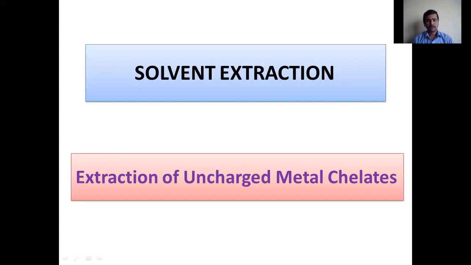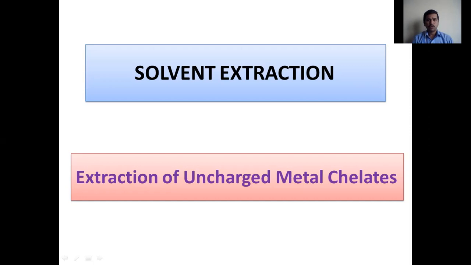Hello viewers, I welcome you all to the presentation on solvent extraction. In this module, let us understand how the uncharged metal chelates are going to be extracted and what the equilibrium principles involved are, how to regulate the selectivity of extraction of the metals by treating them with chelating agents, and thereby enhance the selectivity and extraction efficiency of these uncharged metal chelates.